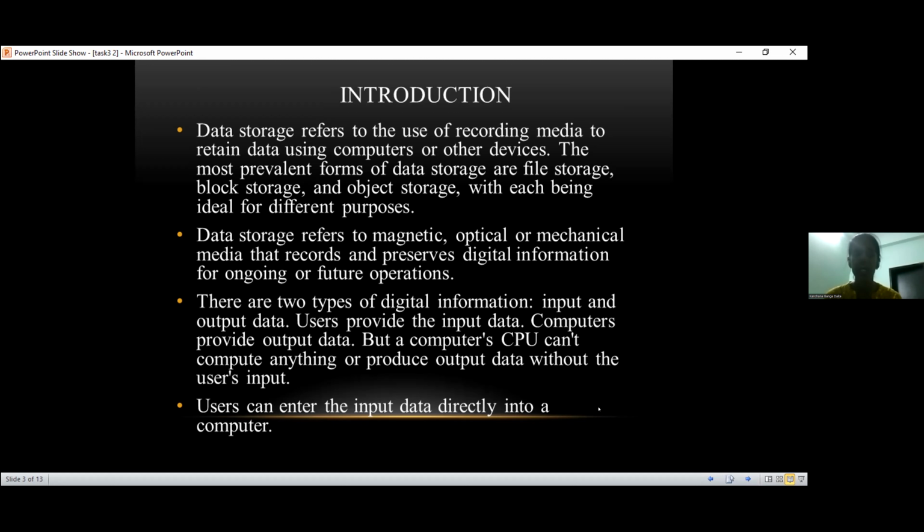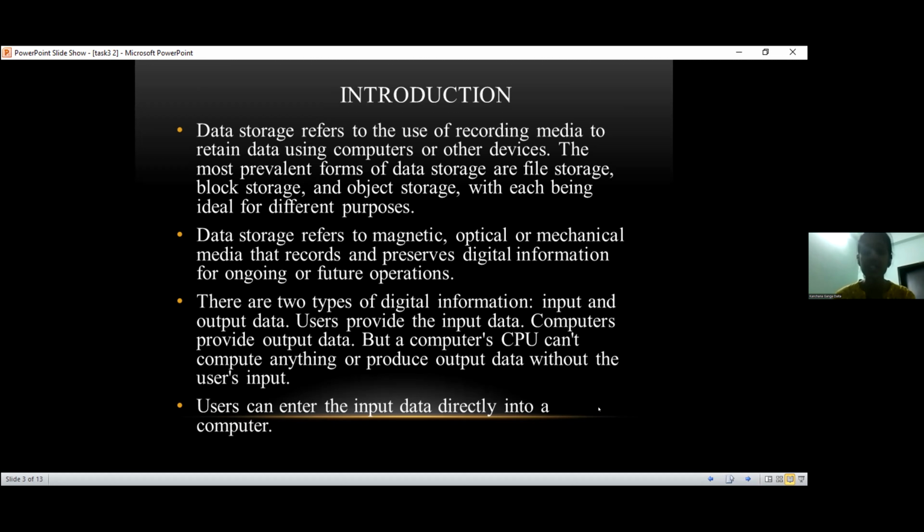But now the generation has been upgraded, so we have a lot of applications and methods to store data. We have different forms of data storage: object, file, and block. They serve different kinds of purposes in our data storage. And coming to digital information preservation, there are different types again. One is magnetic, another is optical, and the third is mechanical media.